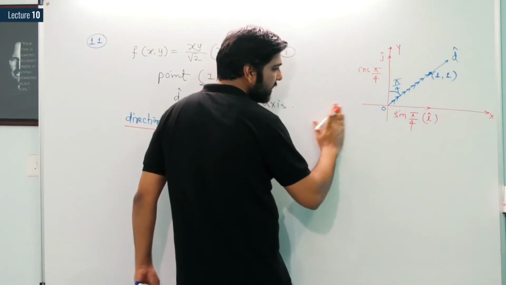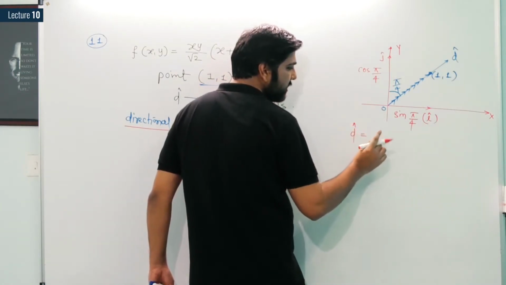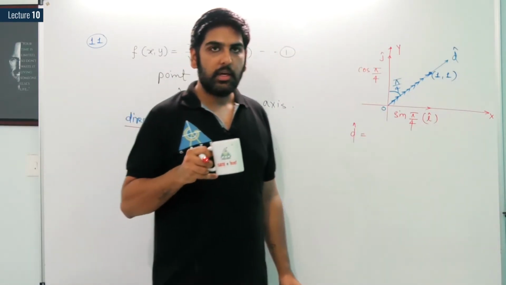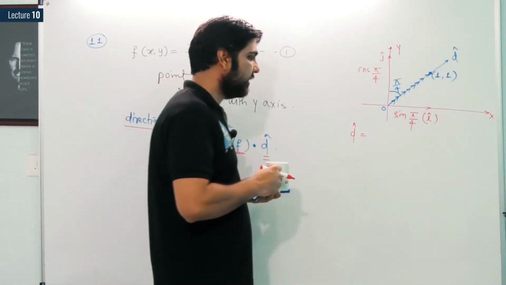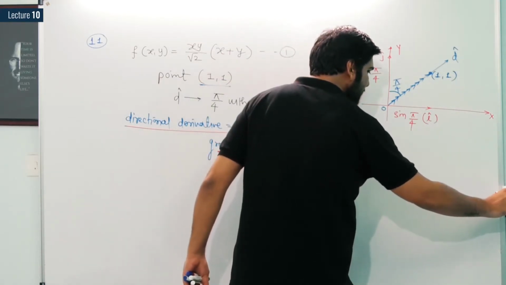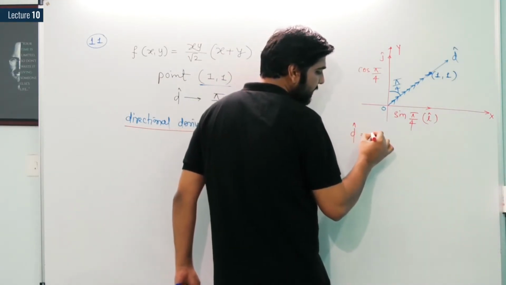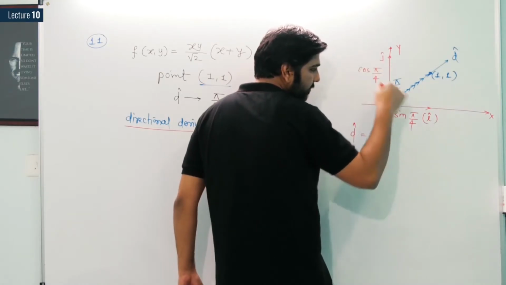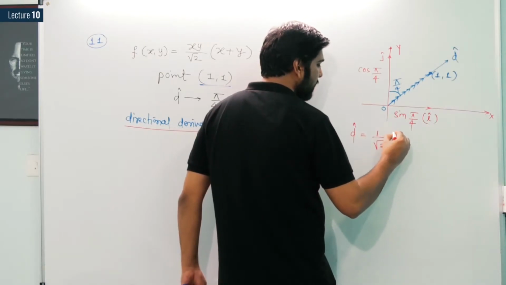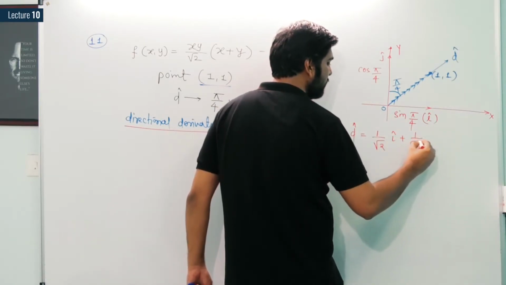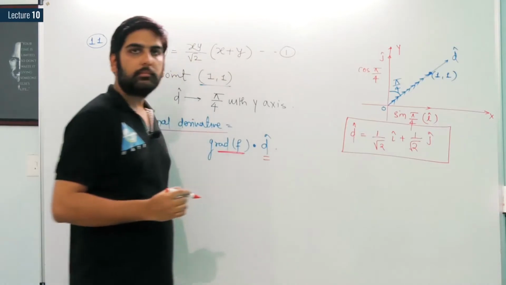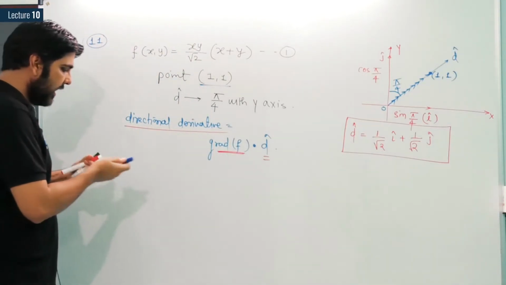So what is the direction, dear students? It is nothing but the physics you have done in class 12th; you have done this same topic in physics. So I have d equal to this and this addition. Sin 45 is nothing but 1 by root 2, so d is 1 by root 2 i cap plus 1 by root 2 j cap. Dear students, this is our direction. Now we just need the gradient.